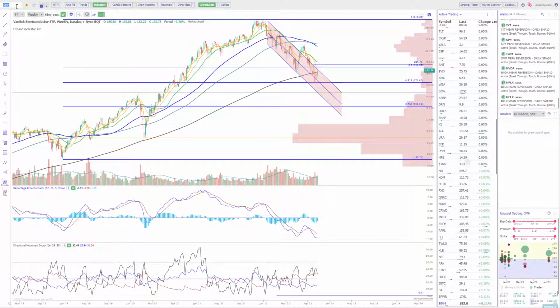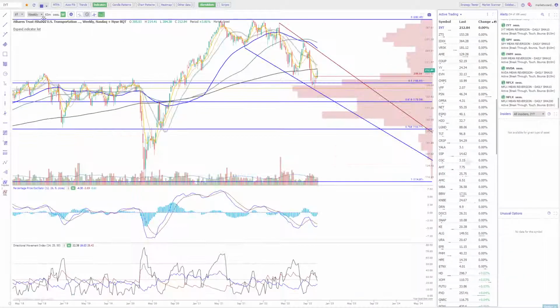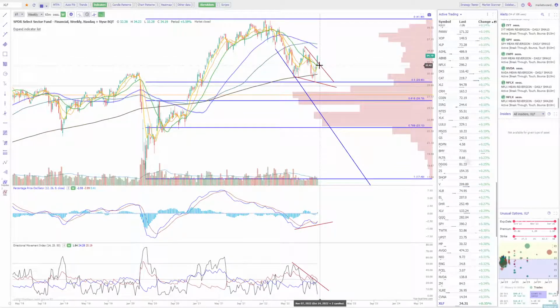So SMH is playing a laggard role, and who's it lagging to? In my book, it's IWM, it's IYT, and it's XLF. And XLF is 10% of IWM. You do have the positive divergence here. You do have the breakout on XLF.